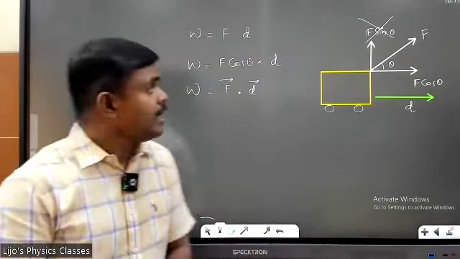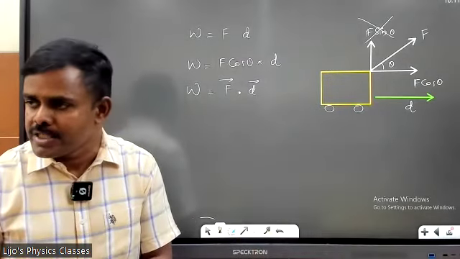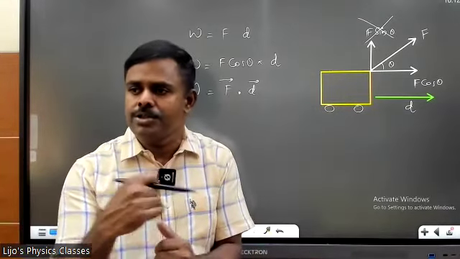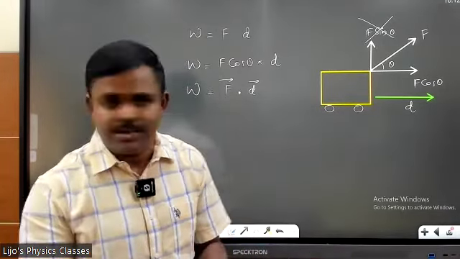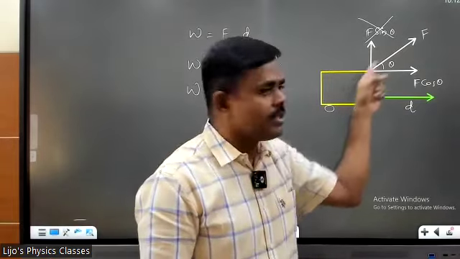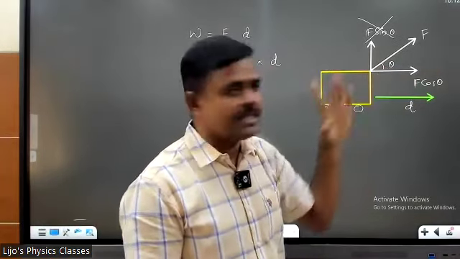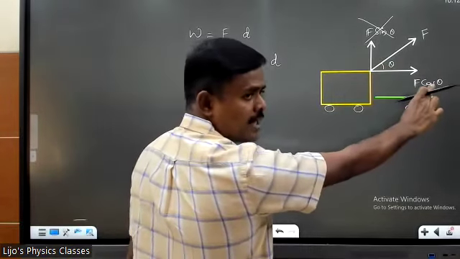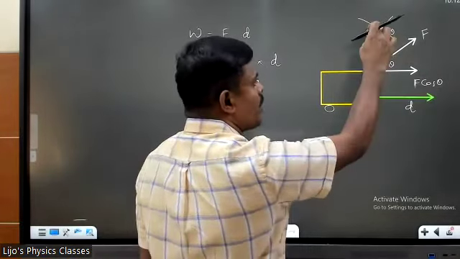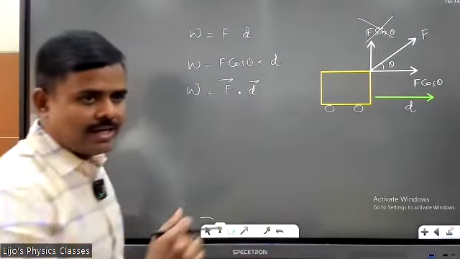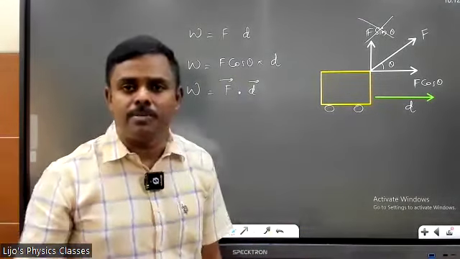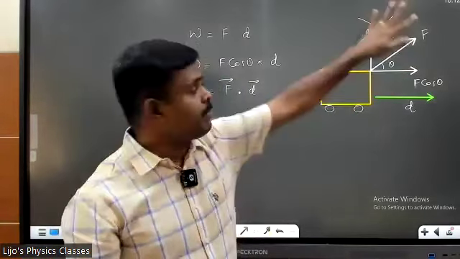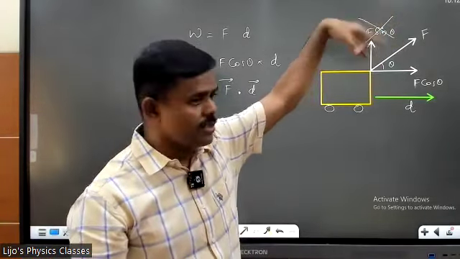In class 9, you learned work as force into displacement. Today we are going to redefine it by introducing the angles. We are pulling the body with a force at an angle theta. Then there are two components. This is the X component, F cos theta. The other is the Y component, F sine theta. Only one component performs work now, not the entire force. F sine theta has no role.